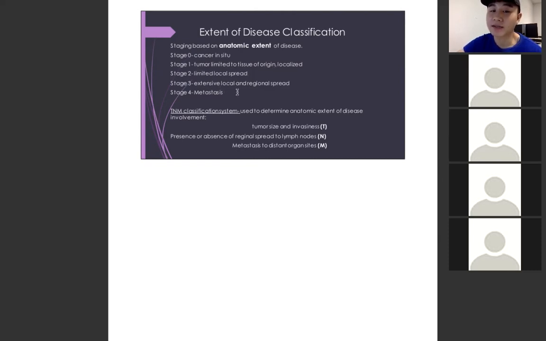Stage 3 is extensive local and regional spread. For example, it originates in the armpit area, then moves to the breast, to above the clavicle, so around the area where it started. Stage 4 is metastasis, where it has moved to other body systems or other areas of the body as well. The TNM classification system is used to determine the anatomic extent of the disease, involvement, tumor size, and invasiveness. The presence or absence of regional spread to the lymph nodes is N, and metastasis to distant organ sites is M.